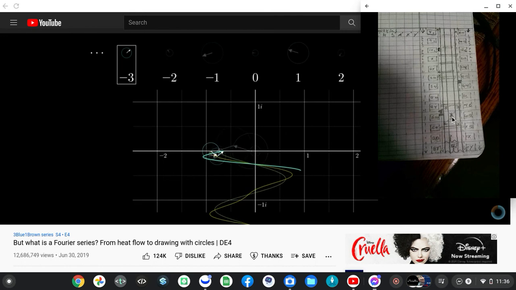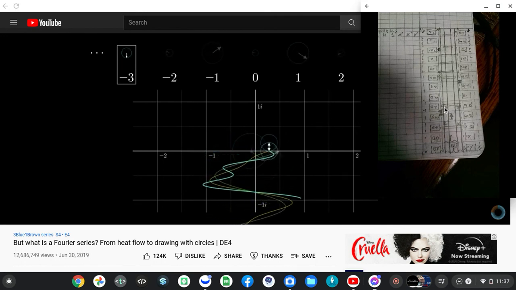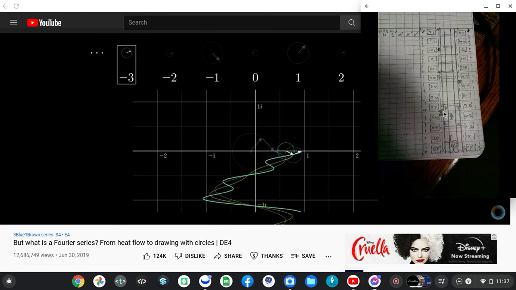So the context that Fourier originally studied, breaking down real valued functions into sine waves, is a special case of the more general idea of little 2D drawings, simulated by rotating vectors.